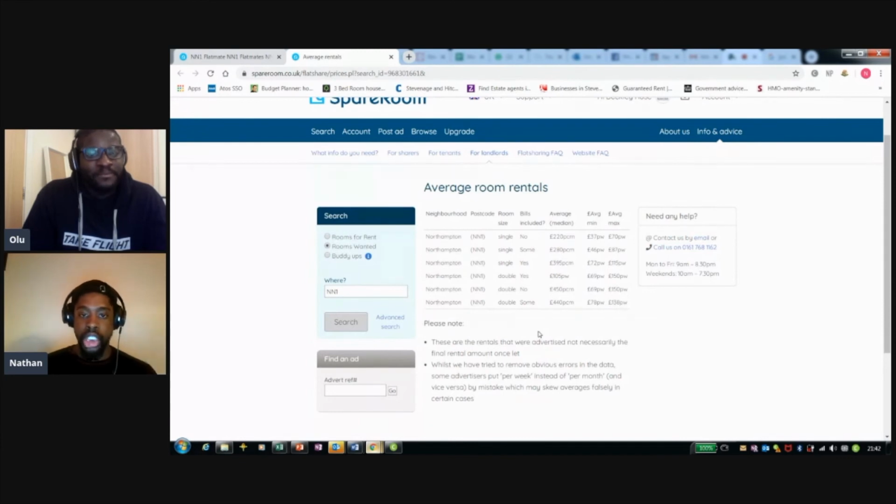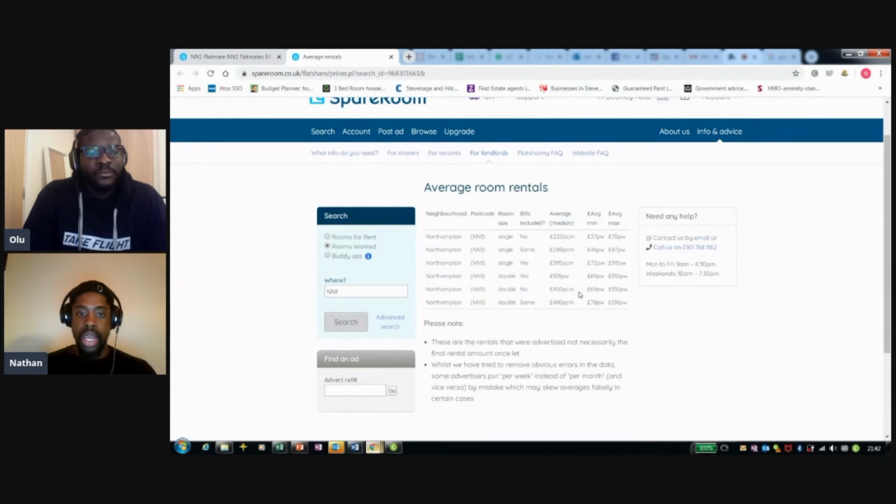Then what you can do is use Spare Room and Facebook, and you can put an ad together based on rooms that you're likely to be offering. This is also where the average room rentals on Spare Room are really important, because you want to make sure you're putting the price of that room in line with the average rental prices in your area.